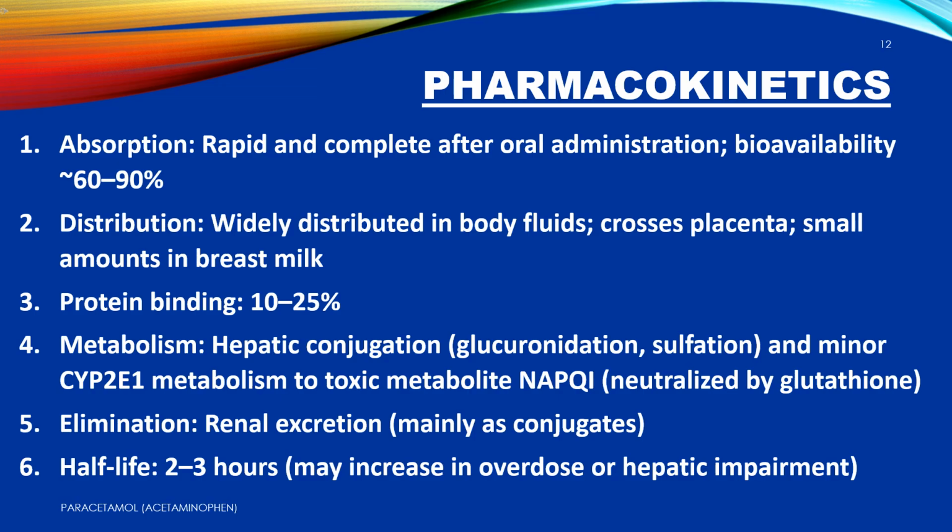5. Elimination. Paracetamol is primarily eliminated through renal excretion, mainly as conjugates, which are then excreted in the urine. 6. Half-life. The half-life of paracetamol is 2 to 3 hours, but it may increase in cases of overdose or hepatic impairment, which can affect its clearance and toxicity.